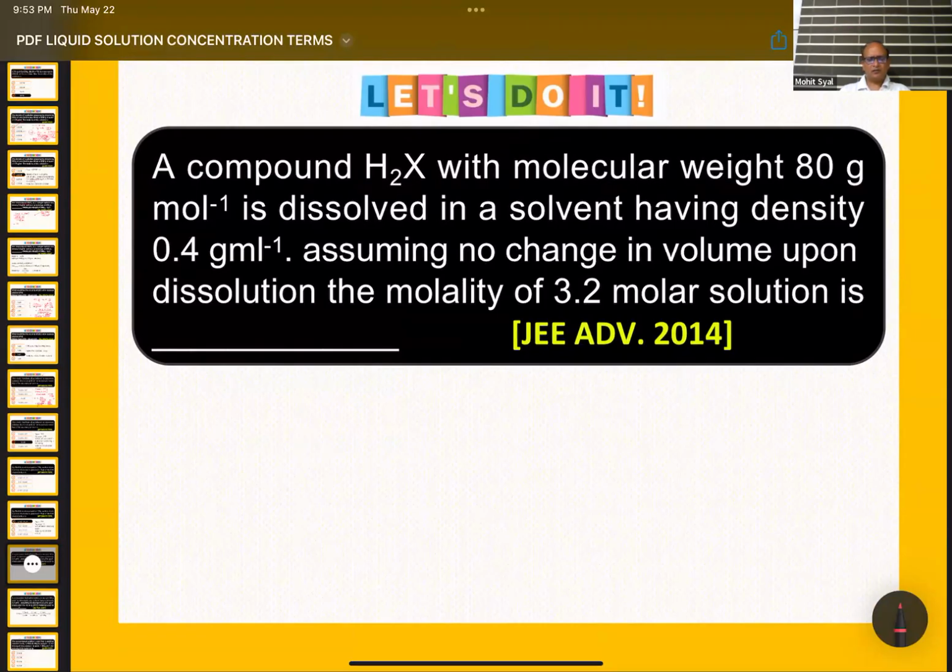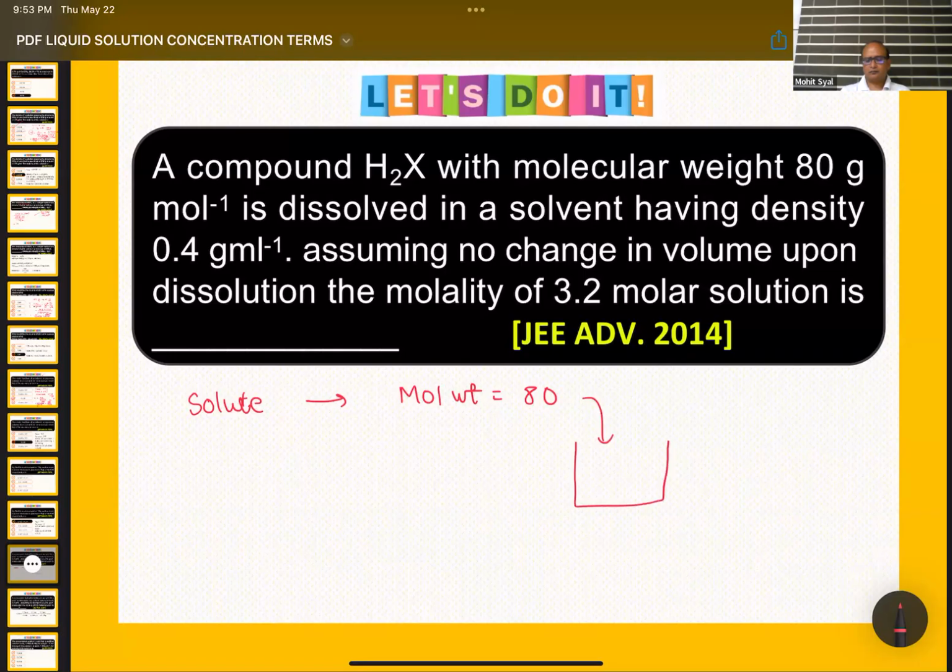So there is a compound, a solute. Okay, I will help you out. The molecular weight is 80. There is a solute whose molecular weight is 80. It is put into solvent. Solute is H2SX.